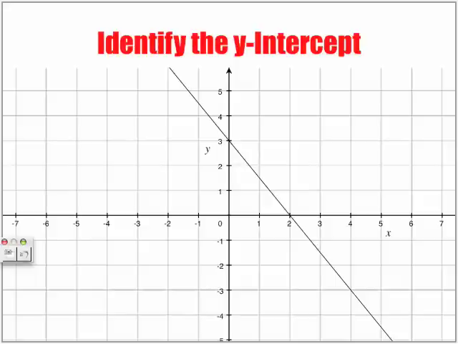Identify the y-intercept. So again, same thing. Here is our y-intercept. This is our y-axis. So the line is crossing here at 3. So therefore, the y-intercept, which we said we use the letter b, is equal to 3.